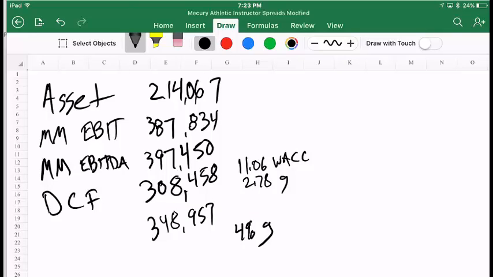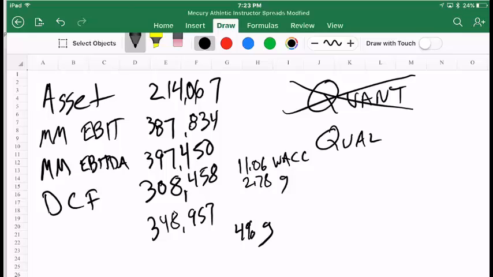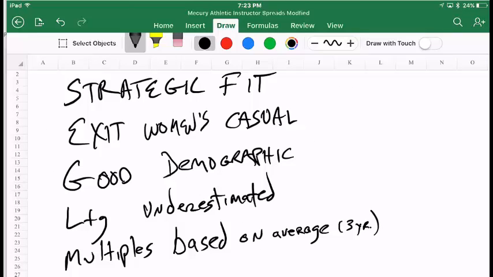So we've got five values here. What's the right value? Well, I've been telling you all along that this is not just a quantitative exercise. You also have to include qualitative factors. So what are some of the qualitative factors? Well, if you remember back to our strategic analysis and introduction, the purchase by AIG of Mercury Athletic looks like a good strategic fit, and the decision to exit the women's casual footwear line should result in better cash flows. They have a good demographic with the 18 to 25 year old male involved in extreme sports, and it may be that the long-term growth rate is underestimated.